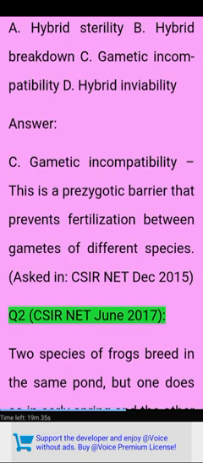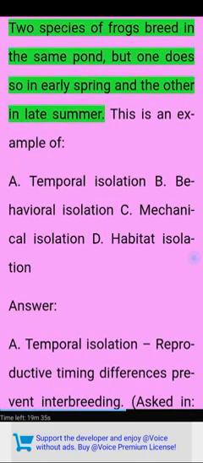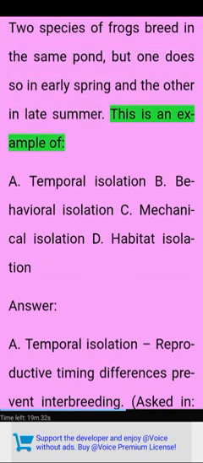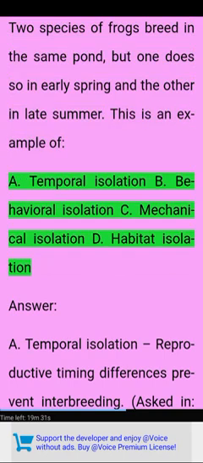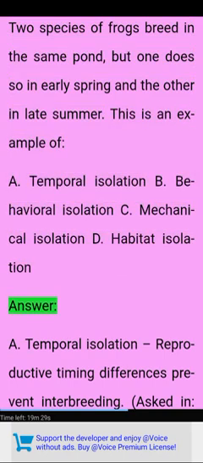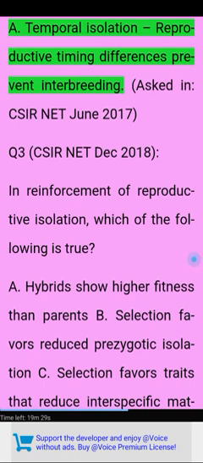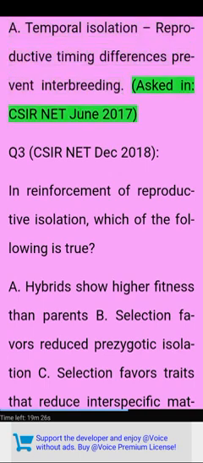Q2, CSIR NET June 2017. Two species of frogs breed in the same pond, but one does so in early spring and the other in late summer. This is an example of: A, temporal isolation; B, behavioral isolation; C, mechanical isolation; D, habitat isolation. Answer: A, temporal isolation. Reproductive timing differences prevent interbreeding. Asked in CSIR NET June 2017.